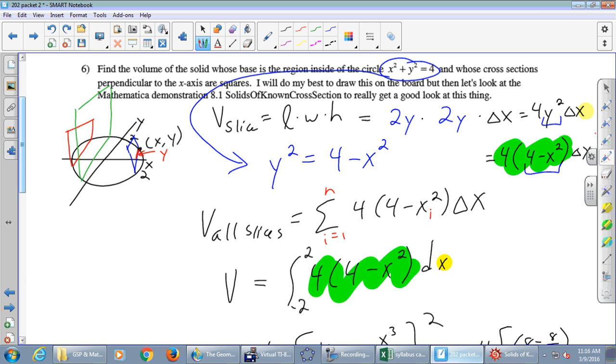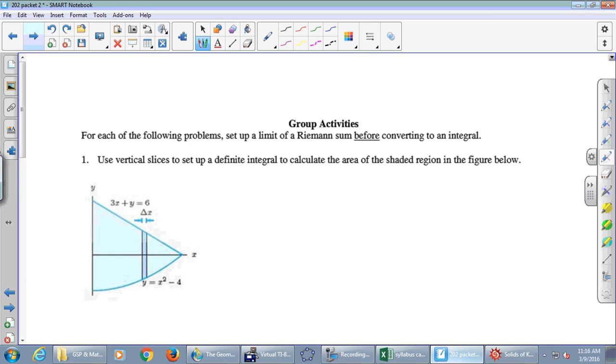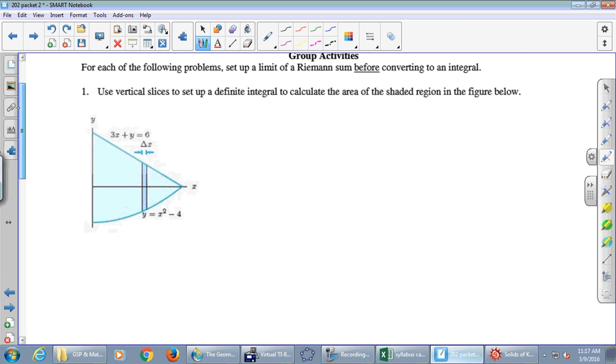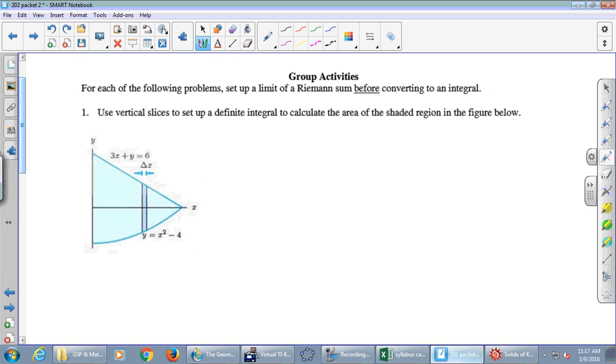Okay, so activities start on the next page. Let's see how far we can get. If you have old homework, go ahead and take it out for me. I'll walk around and check.